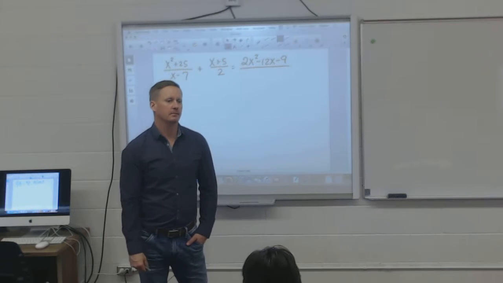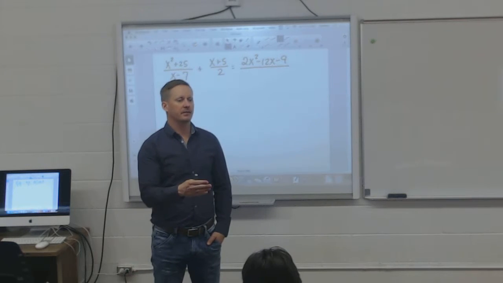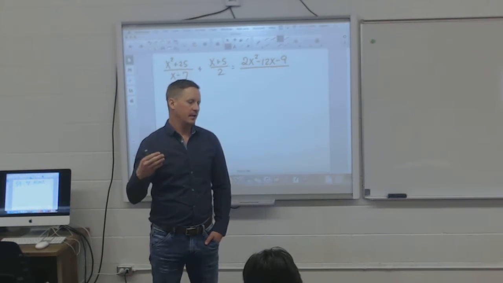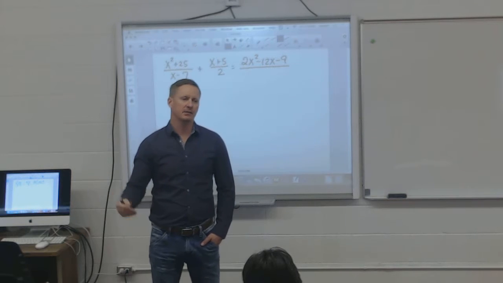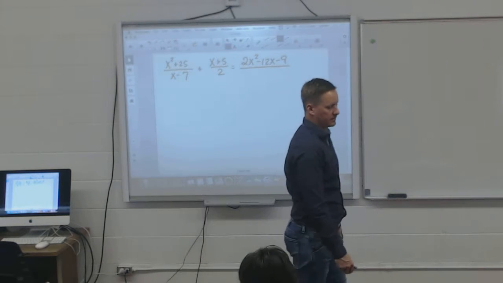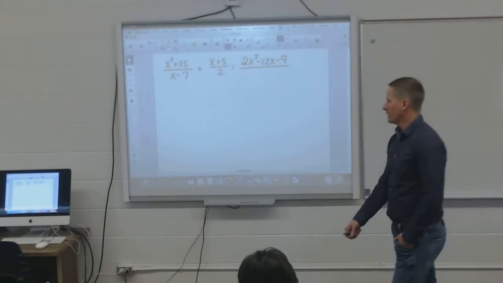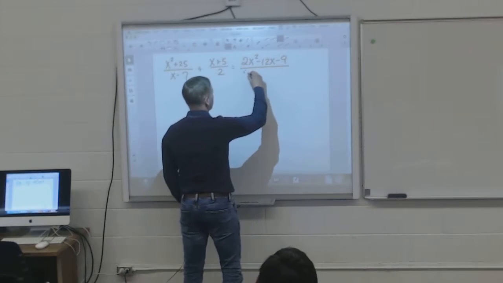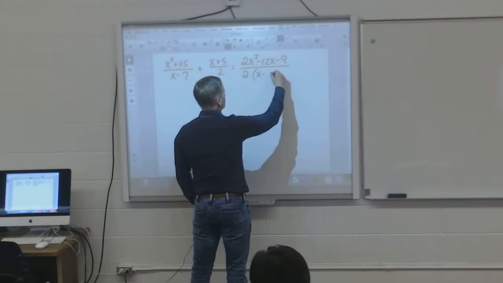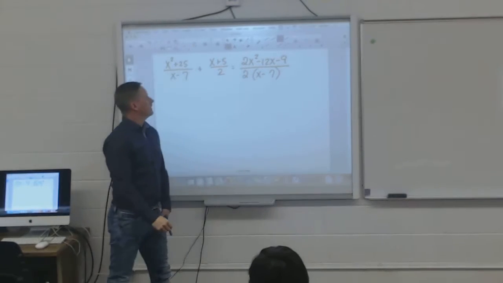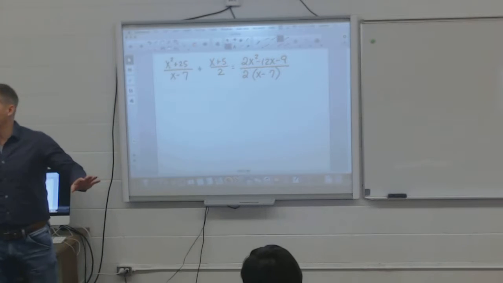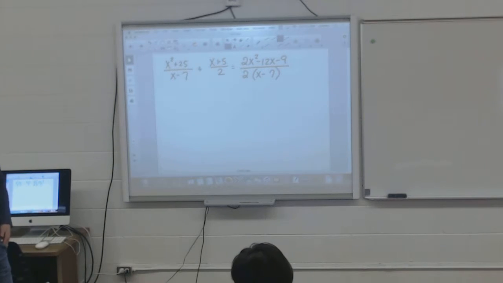Especially a binomial. Is there a factor in there that goes into both 2x and 14? 2. So can I factor a 2 out of there? Yeah. So there I have it. Alright. So there's everything broken down as far as I could break it down, alright?